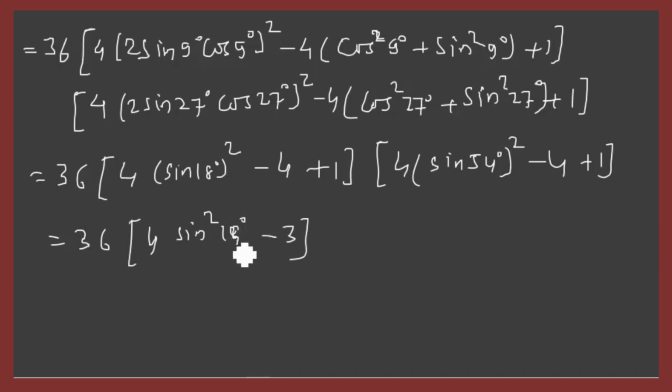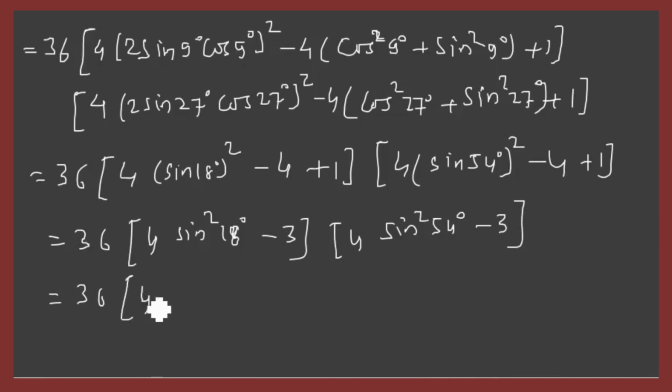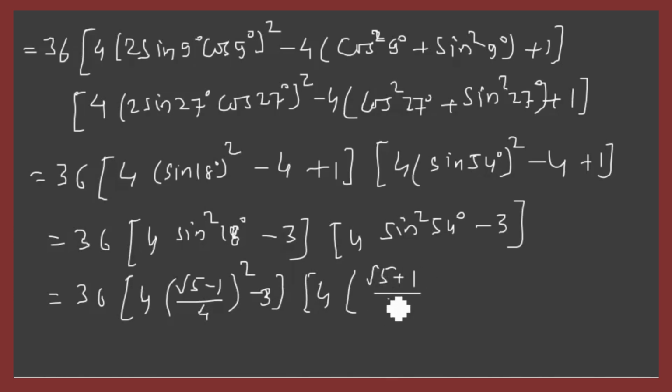And this one is 4 sin square 54 degree, minus 3, and we already know the value of these two results: sin 18 is root 5 minus 1 by 4, the whole square, minus 3, and sin 54 is basically root 5 plus 1 by 4, the whole square, minus 3. Now we will simplify these two parts. So I write 36, in bracket we have 4, and expanding this root 5 minus 1 whole square.